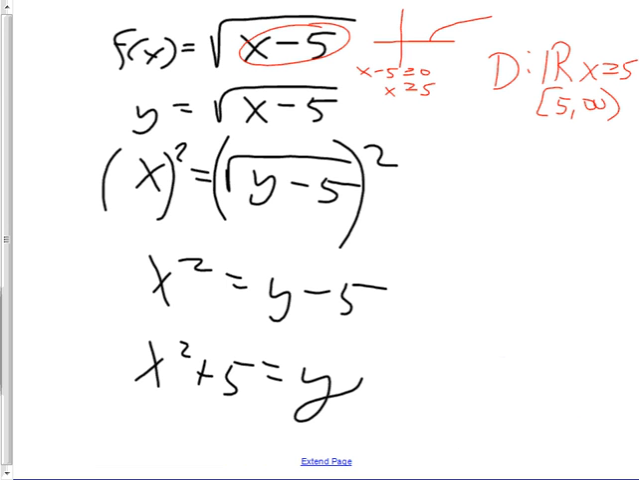If it was the domain, now it's the range. So everybody check your range, see if you had from 5 to infinity. Raise your hand if you had that one right. Okay, good. And then lastly, the range up above.